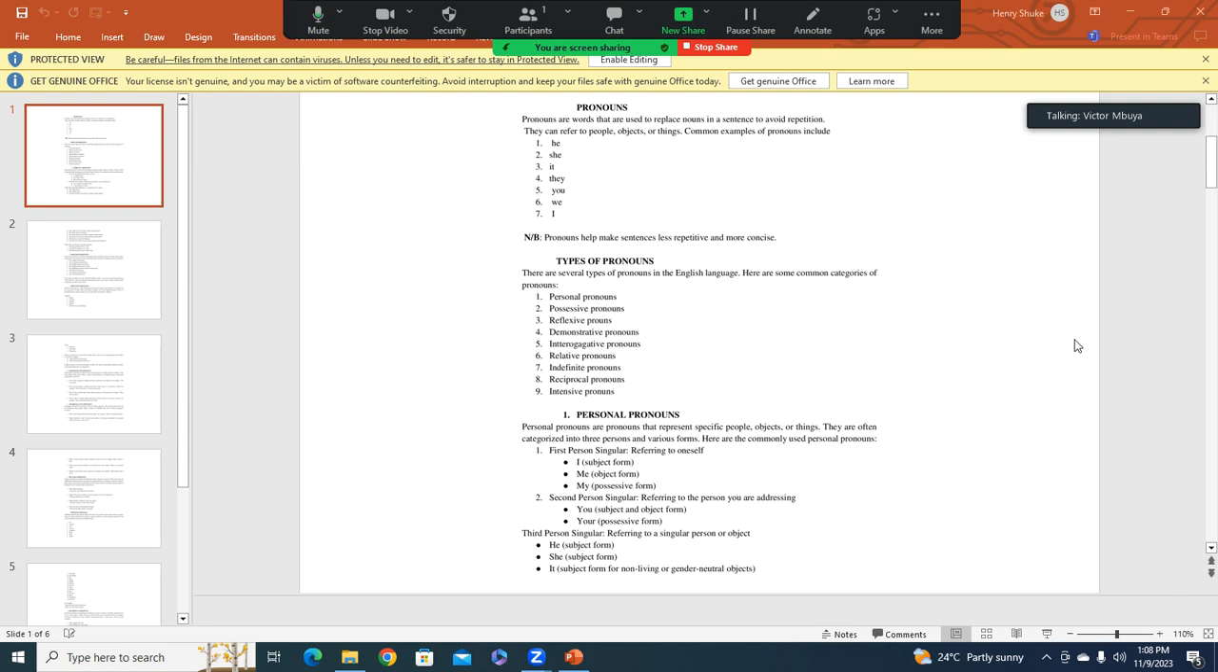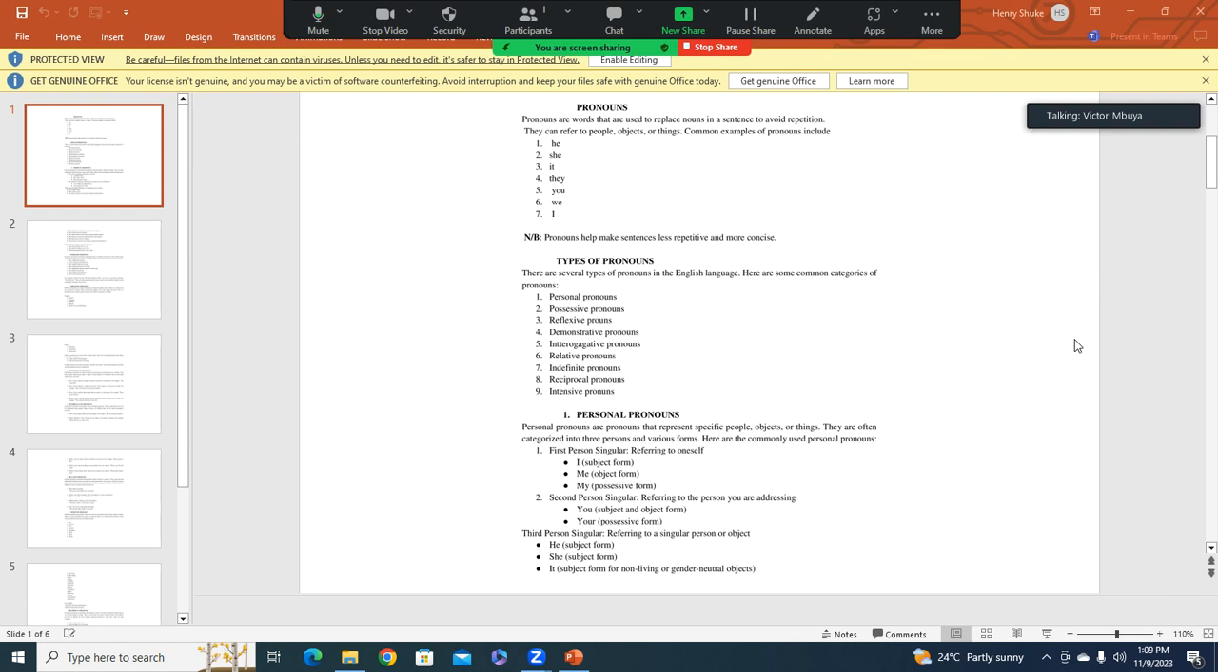So, what are pronouns? Pronouns are words that are used to replace nouns in a sentence to avoid repetition. They can refer to people, objects, or things. Then we have common examples of pronouns. They include he, she, it, they, you, we, and I. And something to note is that pronouns help make sentences less repetitive and more concise.